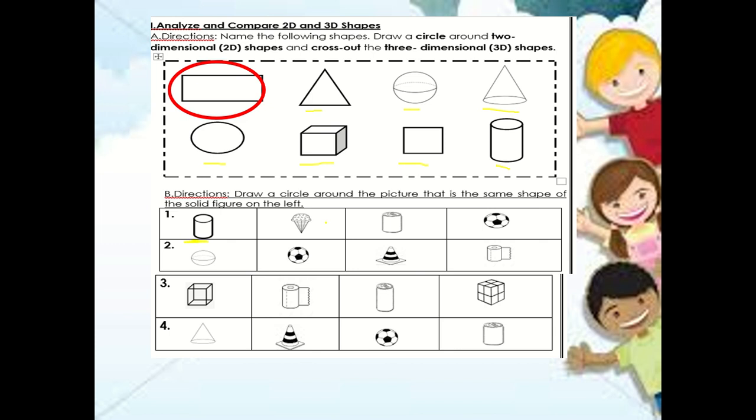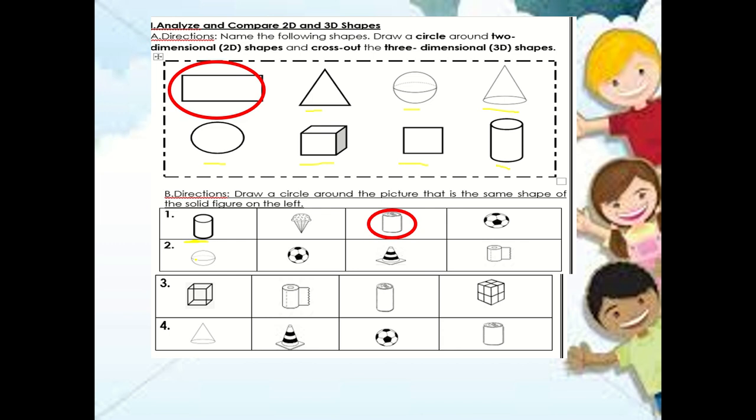Now, take a look at these pictures. Which of the following is the same shape as the solid figure on the left? It's like a cylinder. Which one? Yes, you are correct. A can of cola, for example, looks like a cylinder. Okay, so now for number 2, 3, and 4, please do it by yourself.